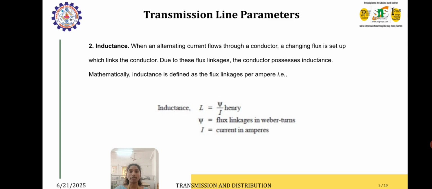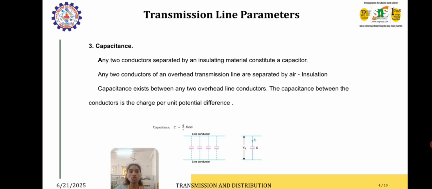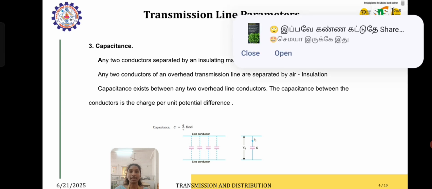The unit for inductance is Henry, whereas the unit for resistance is ohms. This is another important parameter in the transmission line. Coming to capacitance, we have two conductors separated by an insulating material, which constitute a capacitor, a dielectric capacitor. That is what we call capacitance, and the conductors are separated by air insulation.